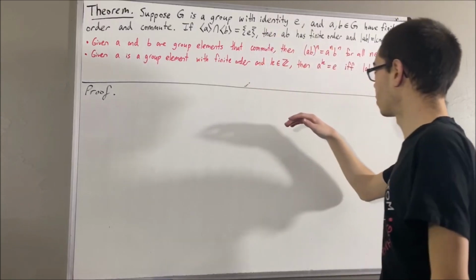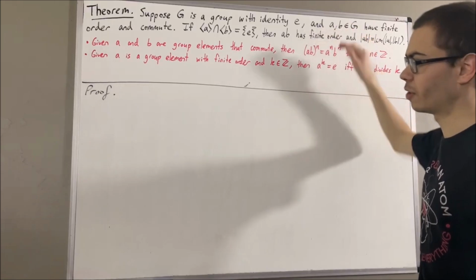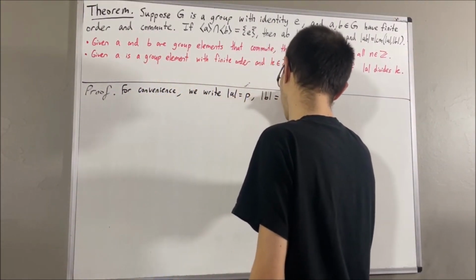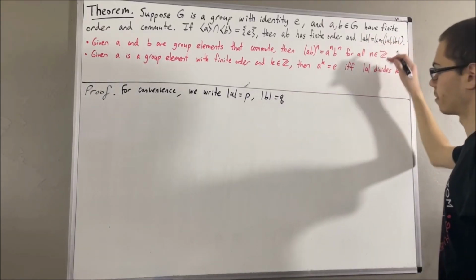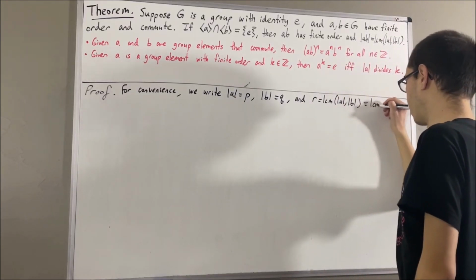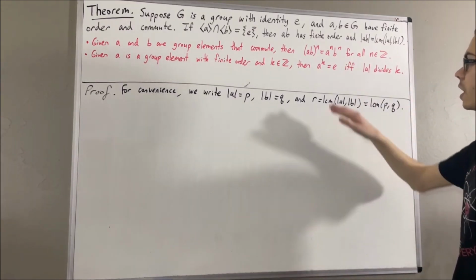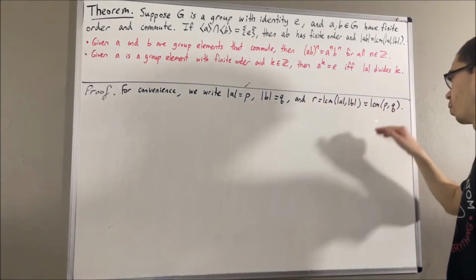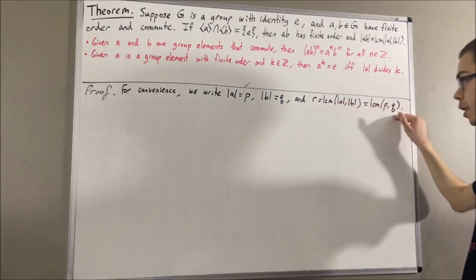Now for convenience, we're going to say that the order of A is equal to P, the order of B is equal to Q, and we're going to say that R is the least common multiple of the orders of A and B, which is equal to the least common multiple of P and Q. Now, since R is the least common multiple of P and Q, well then, R is a multiple of P and Q. Or in other words, we have that P divides R and Q divides R.